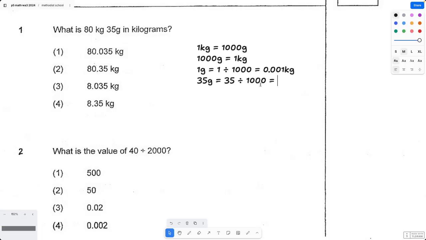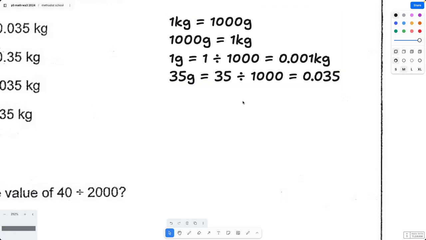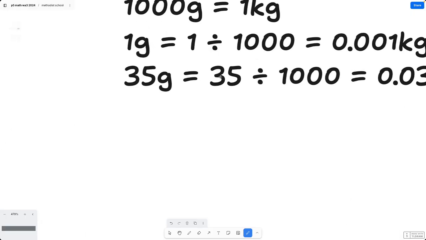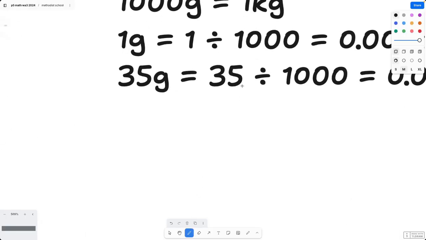And this will equal 0.035. So how do you know this is the correct answer? First of all, make sure to know how many zeros there are. So there are 1, 2, 3 zeros. Next step is you move your decimal point over here. So you move 3 times: 1, 2, and then 3.